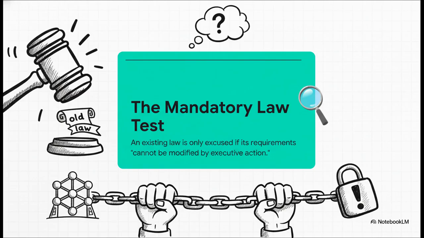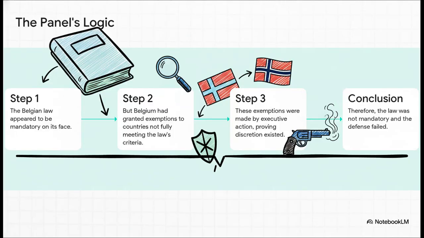And what that means is the government had absolutely no choice or discretion in how it was applied. The law had to completely tie the government's hands. The big question was, was Belgium's law truly mandatory? And this is how the panel just completely dismantled Belgium's defense, piece by piece.